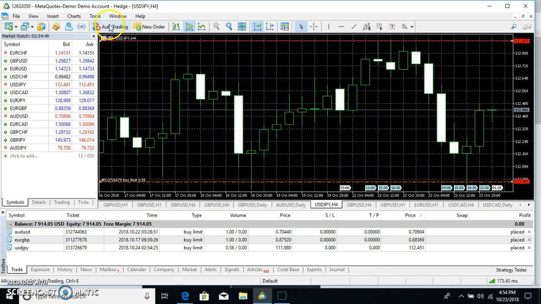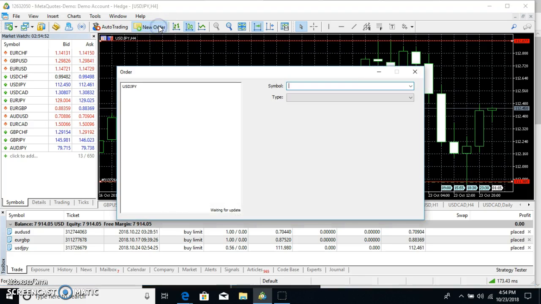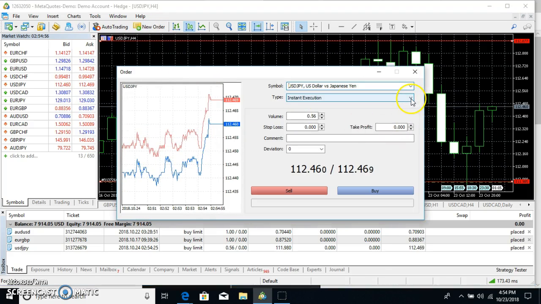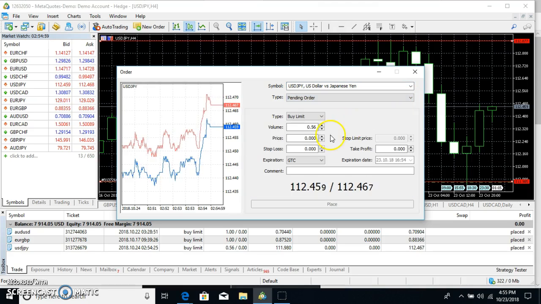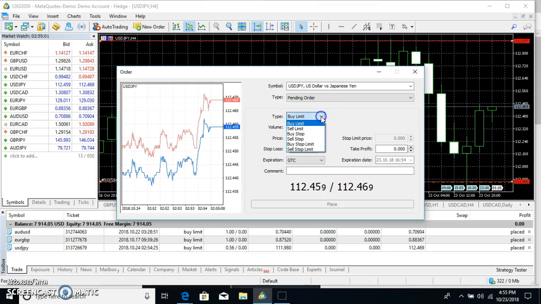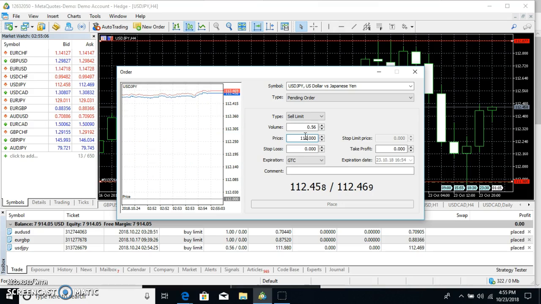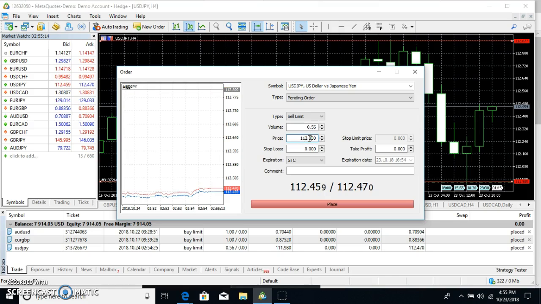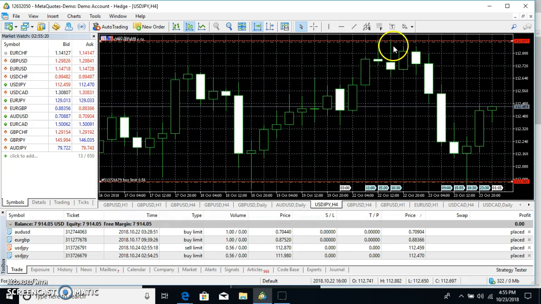Sell limit at 112.87. So if it hits here, it will hit the order and I believe it will come down. If it hits here, I believe the order will come up. So it's in the middle.